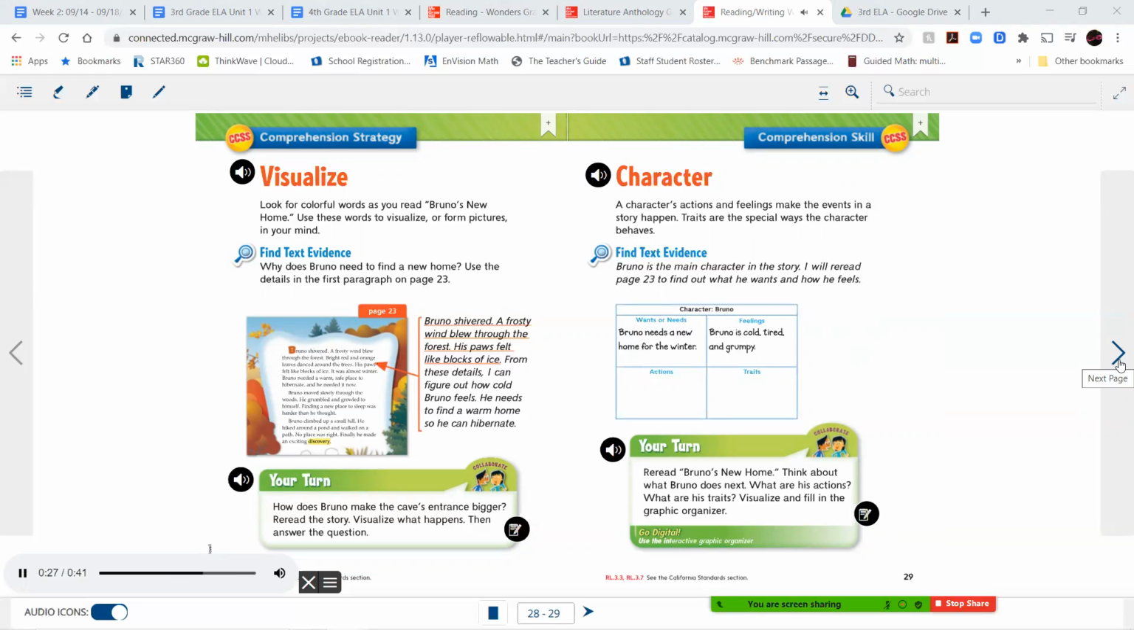Graphic organizer. Character: Bruno. Wants or needs: Bruno needs a new home for the winter. Feelings: Bruno is cold, tired, and grumpy.